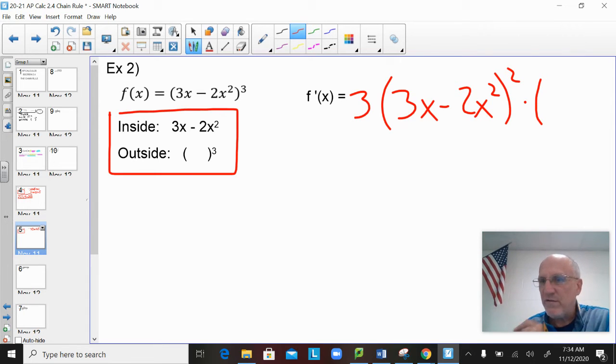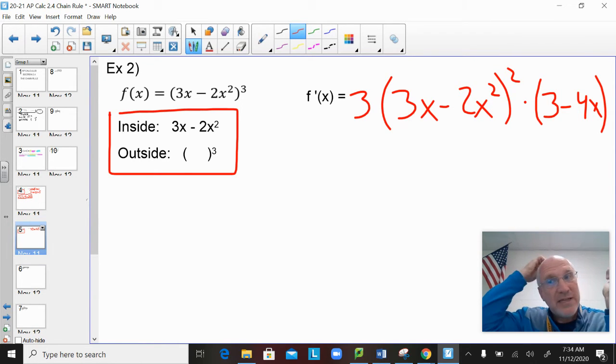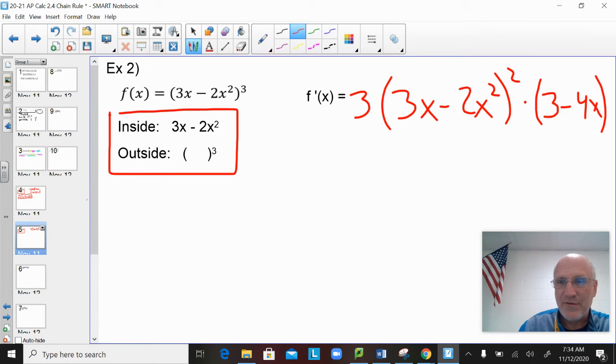In this case, the derivative of the inside is what? 3 minus 4x. At that point, I might leave that alone and be done. Depending on the question, sometimes they expand it out, sometimes they don't, sometimes they take out a GCF. As I've said before, it's often hard to know exactly what form is simplest.